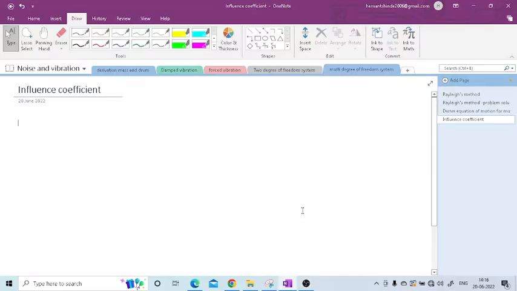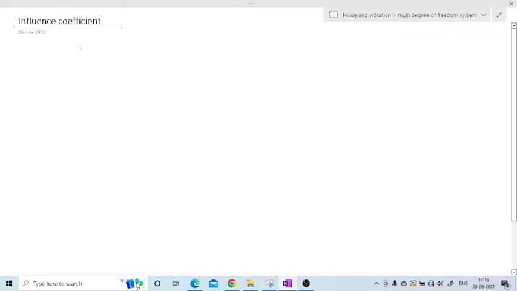Hi friends, in this session we are going to see the influence coefficient. This influence coefficient is required for the multi-degree of freedom system to express the equation of motion. Now there are two influence coefficients: the influence coefficient and the stiffness influence coefficient. First we'll see the first influence coefficient.